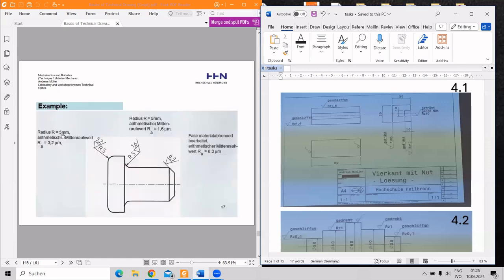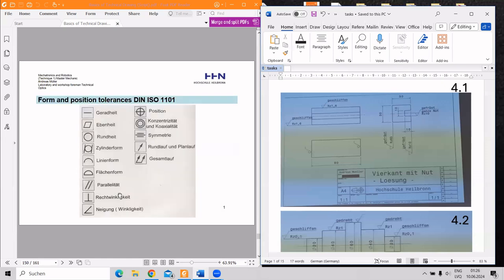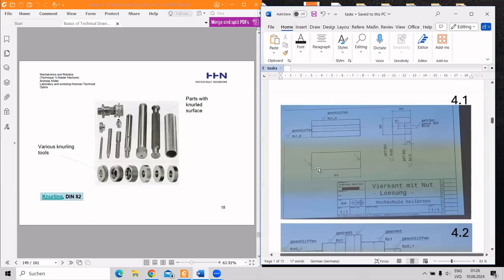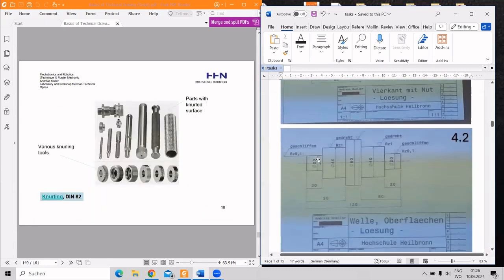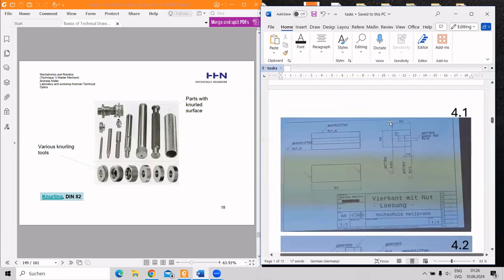And usually it's measured in micrometers always. We don't need to use this measurement unit here. And I think that's all from this chapter. Here we have the first task solution, which I will also provide later.